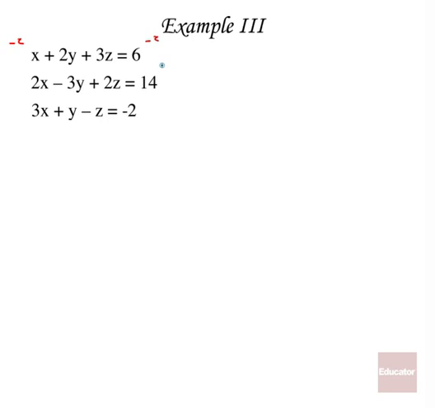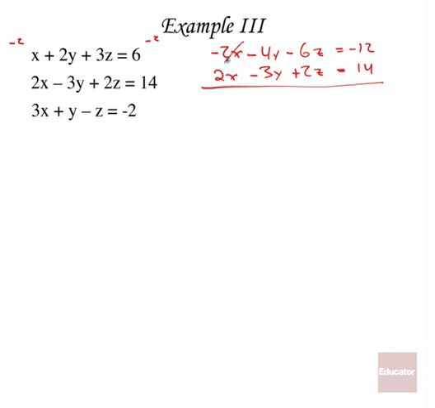Okay, so this becomes, let's write it over here, minus 2x minus 4y minus 2 plus 3z is minus 6z. Minus 2 times 6 is minus 12. And let's bring this equation over unchanged. That's the whole idea. 2x minus 3y plus 2z equals 14. So the x's eliminate, and then we end up with minus 4y minus 3y is minus 7y. Minus 6z plus 2z is minus 4z. And minus 12 plus 14 equals 2. So that's our first equation.